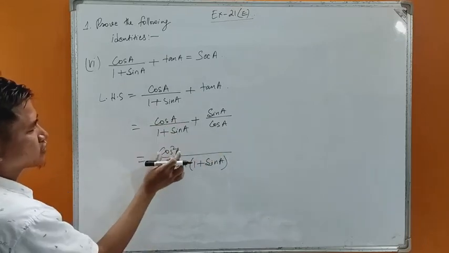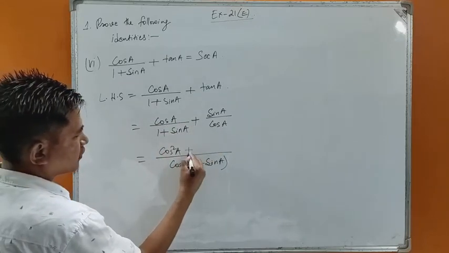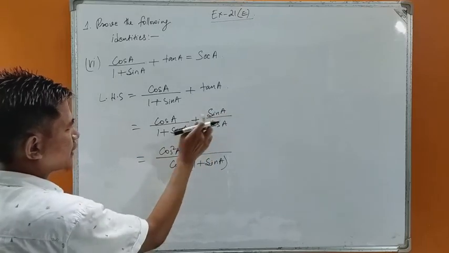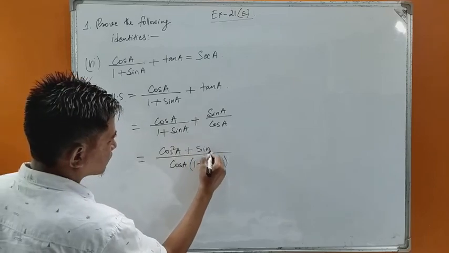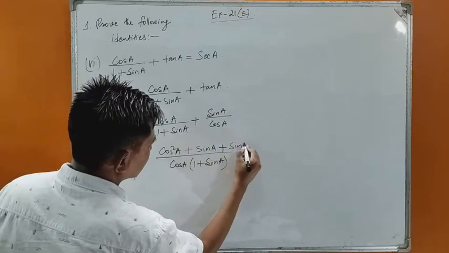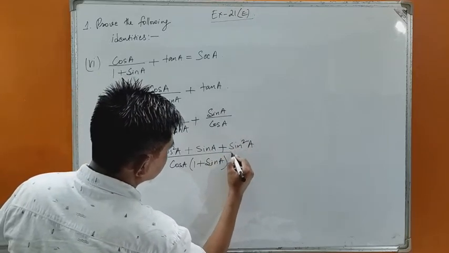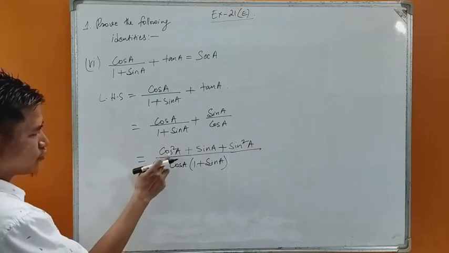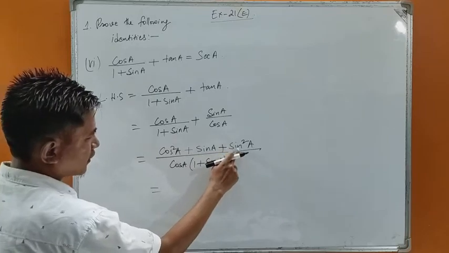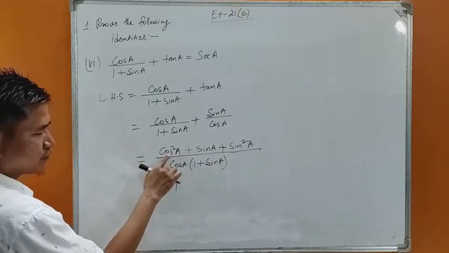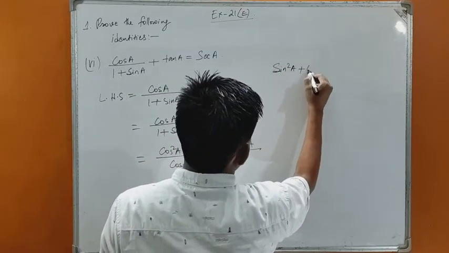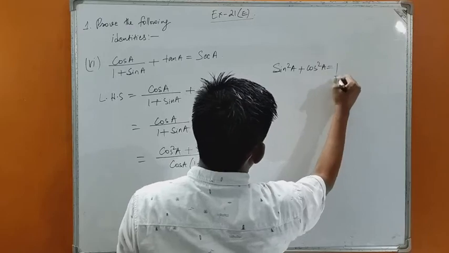So cos a into cos a is cos square a, plus cos a into 1 plus sin a gives this whole thing. So 1 plus sin a into sin a, that is sin a into 1, sin a, plus sin a into sin a is sin square a, isn't it? So now we have cos square a plus sin square a. Cos square a plus sin square a means 1, isn't it? I think you know the formula. Sin square a plus cos square a equals 1, isn't it?